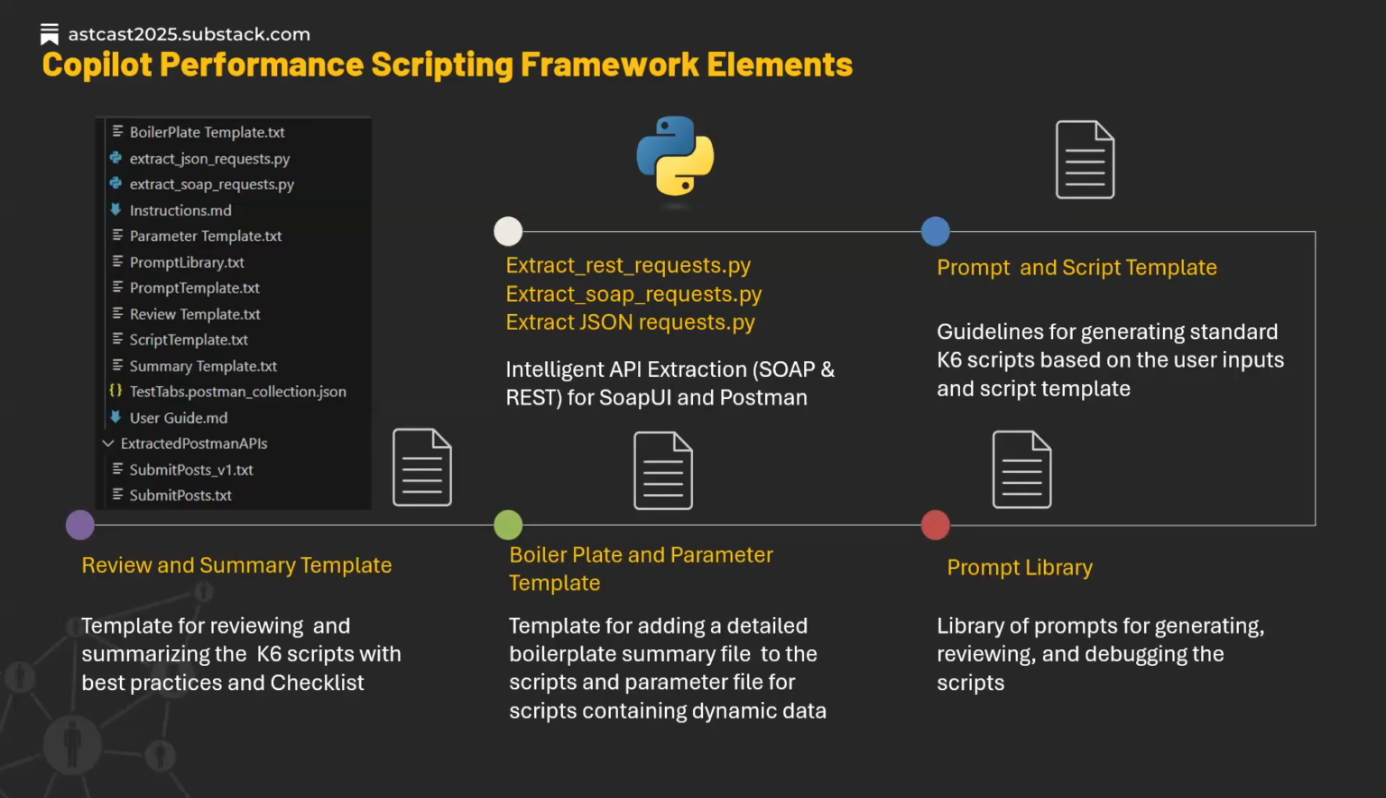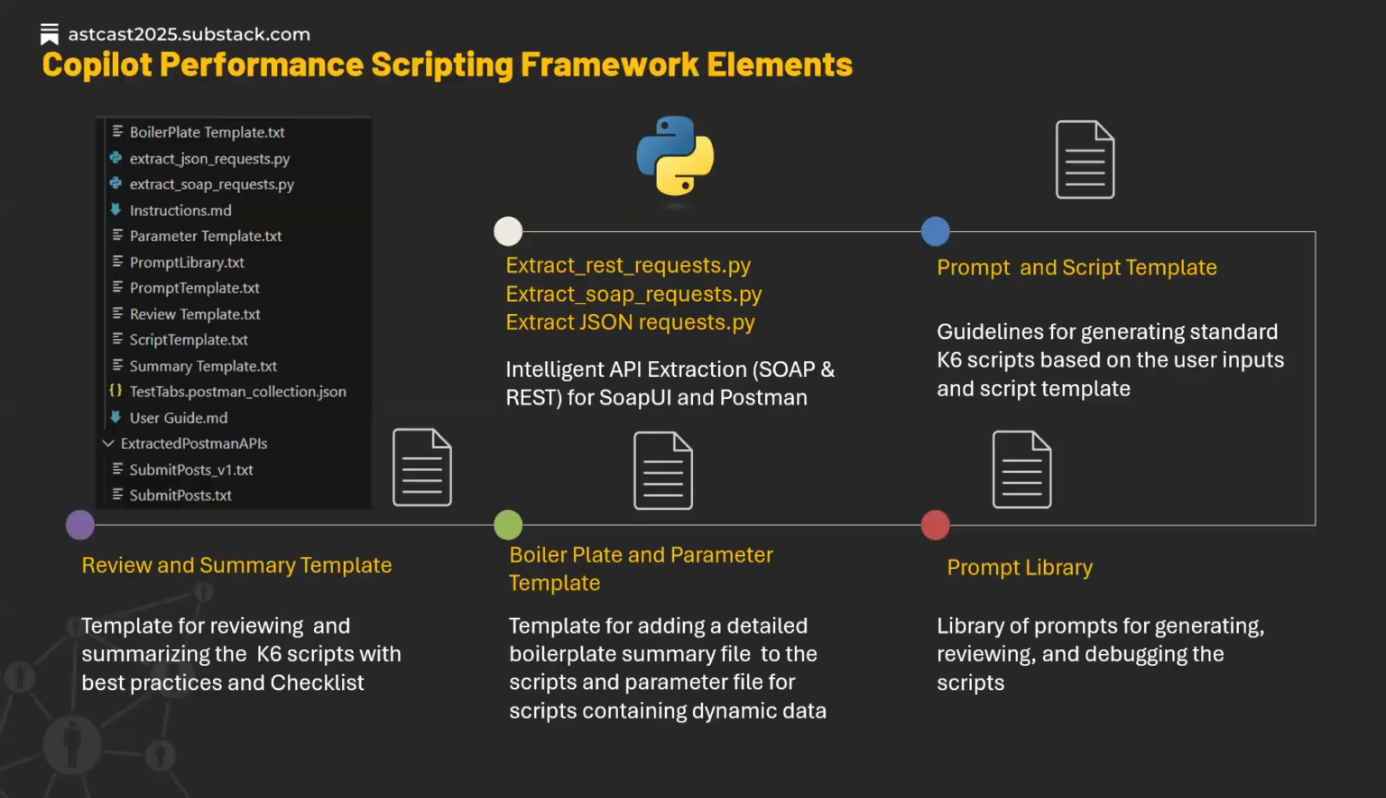So whatever API is available, only the details that are required for us will be put into this text file. Okay, so the other items in this framework, the second one is the prompt and script template, right? The prompt template contains the instructions for Copilot. For example, I'll go over the prompt template in the next slides.